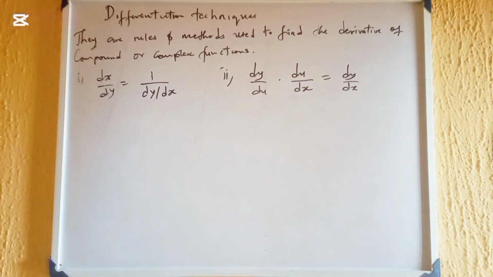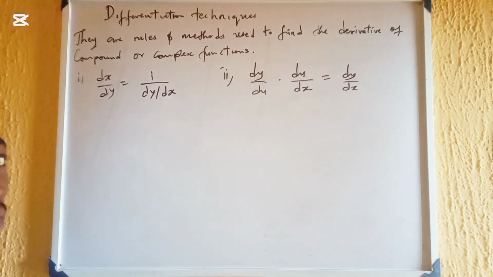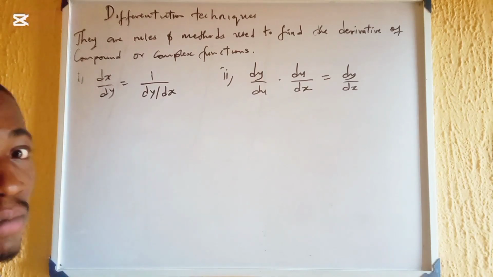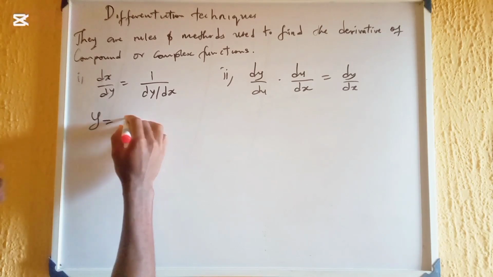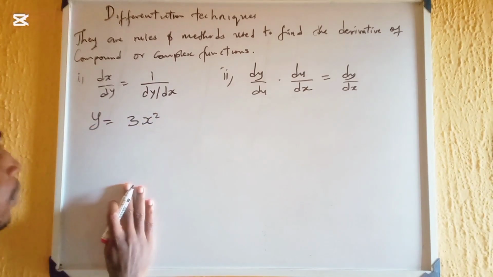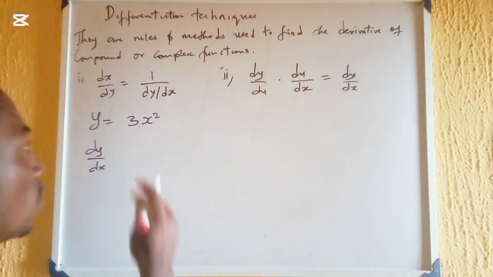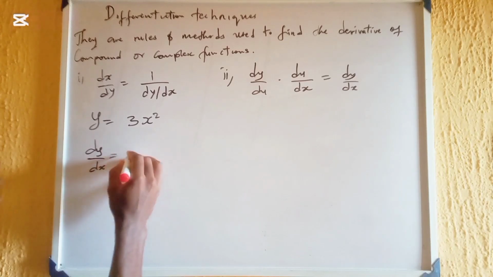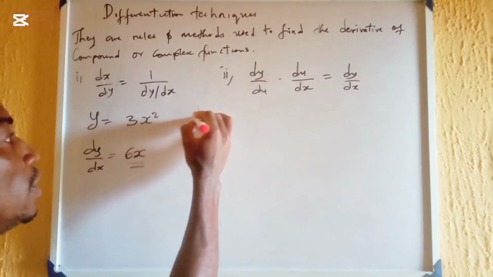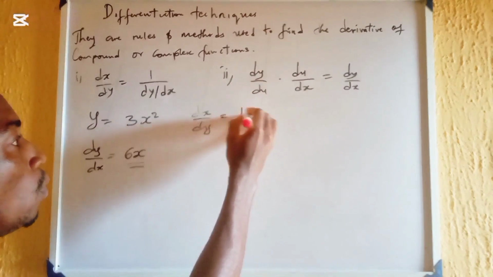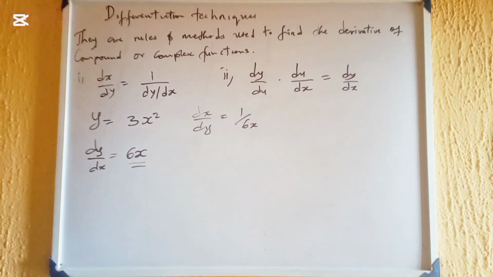So the first one we have is that dx/dy is equal to 1 over dy/dx. So what this means is that dy/dx is the inverse of dx/dy. Now let's say that y is equal to 3x squared. Now our dy/dx, when we did differentiation of monomial functions, we will multiply 2 with 3 and we'll be having 6x. So let's take note of this answer, 6x. We want to see if dx/dy will be 1 over what? 6x, because we said dx/dy is 1 over dy/dx.